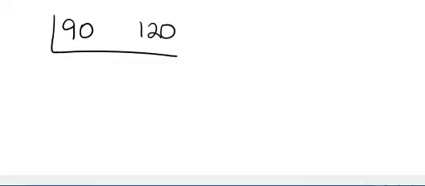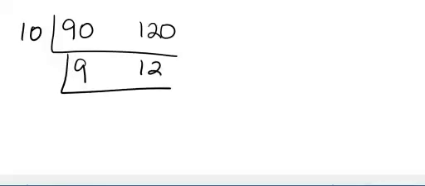This time we're going to find the greatest common factor and the least common multiple of 90 and 120. And I automatically recognize both of these numbers end in a 0. Therefore, I know 10 will divide into both of those. 90 divided by 10 is 9. And 120 divided by 10 is 12. 9 and 12, 3 will go into both of these numbers. So 9 divided by 3 is 3. And 12 divided by 3 is 4.